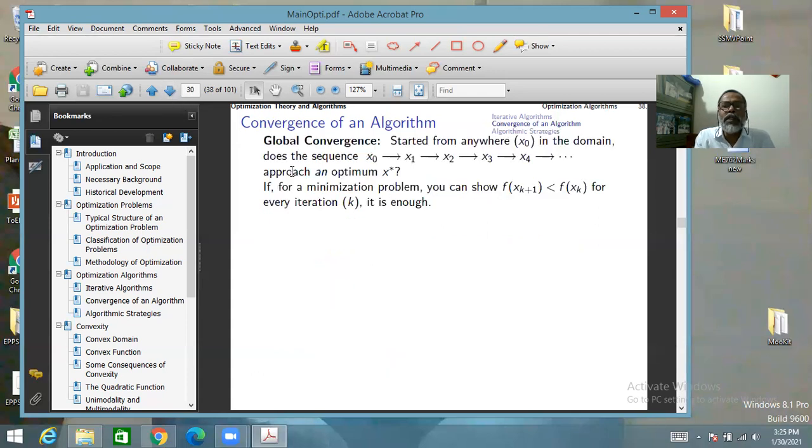So the first question, global convergence. Started from anywhere in the domain, does the sequence approach an optimum x star? Optimum in the context of optimization problem. For a minimization problem, if you can show that the next iterate is better than the previous one, that is, function value is less at the next point, for every iteration, then it is enough. In fact, it is more than enough.